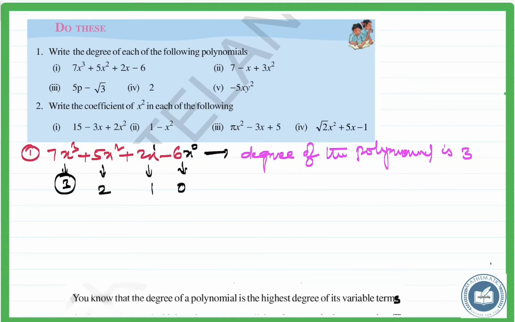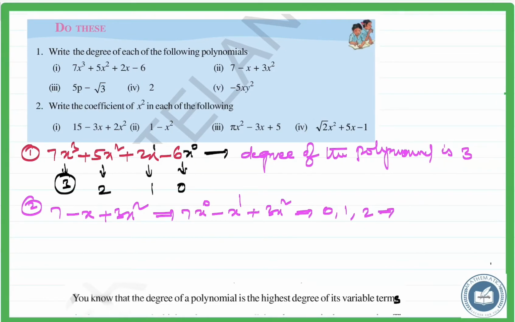Next, the second one, 7 minus x plus 3x square. Now we have to decide the degrees of each term. Here you see 7x to the power of 0 minus x to the power of 1 plus 3x square. The degrees of each term are 0, 1 and 2. So the highest degree of the variable terms is 2. Degree of the polynomial is 2.